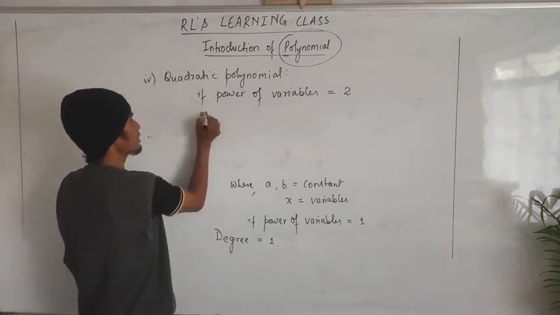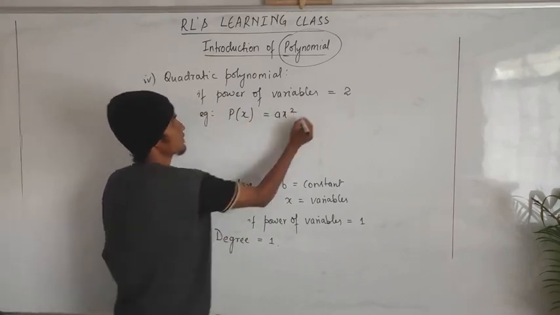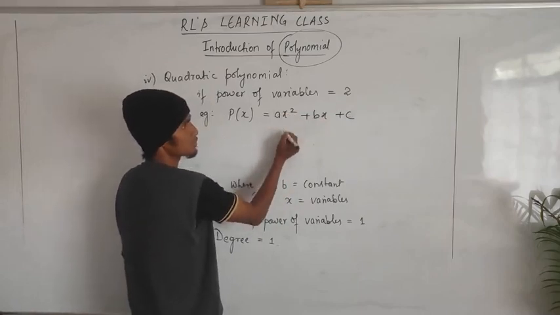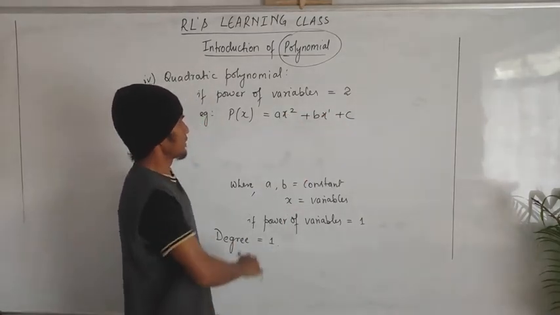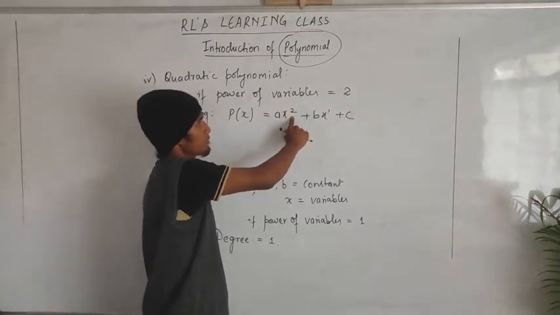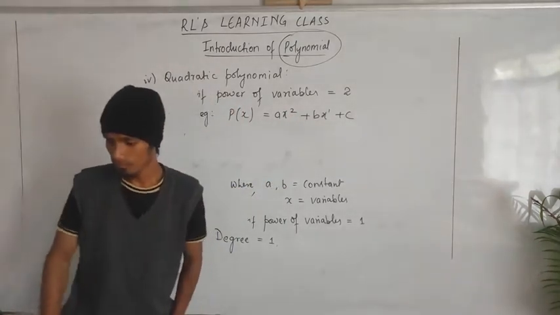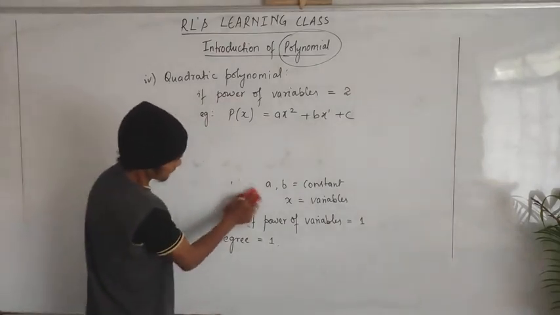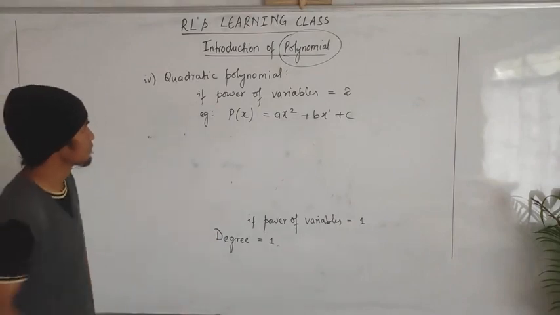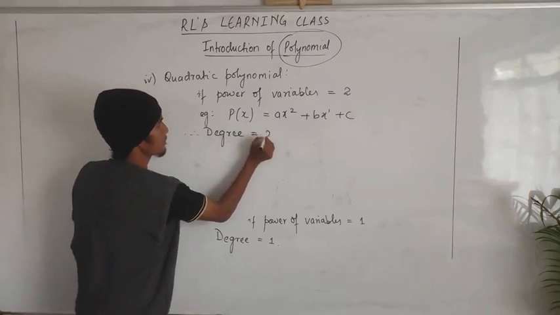And here will be an example. P of x is equal to ax squared plus bx plus c. Now here, what is the power here? 2. There was a power here, 1. But quadratic polynomial means the highest power. If the highest power will be 2, then it will be quadratic. If the highest power will be 3, then it will be cubic. Then what's the degree here? Degree here will be 2.